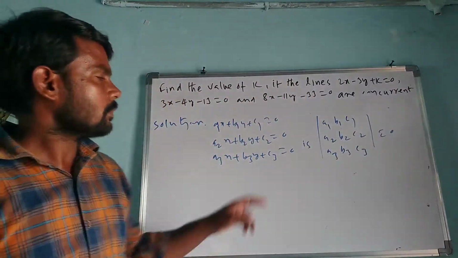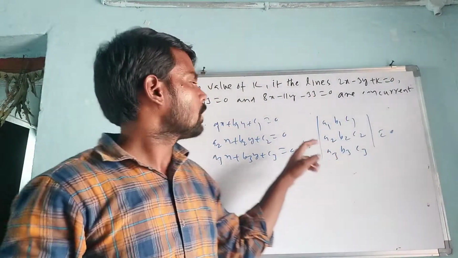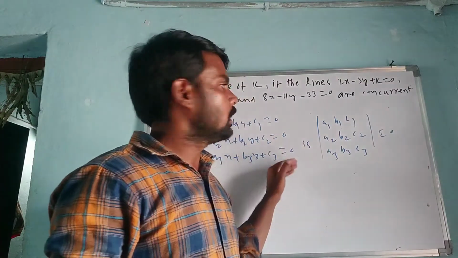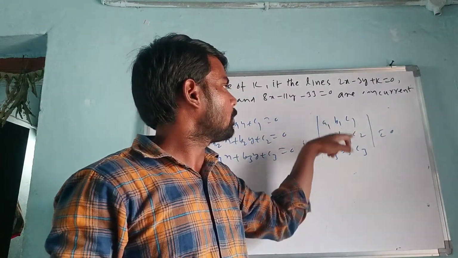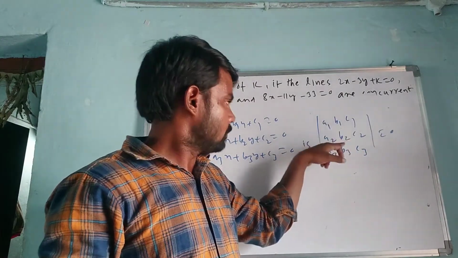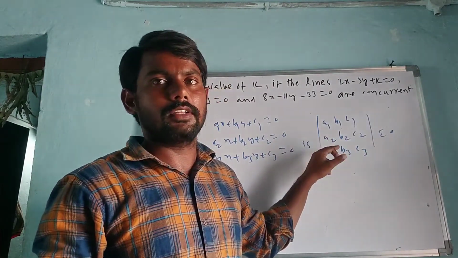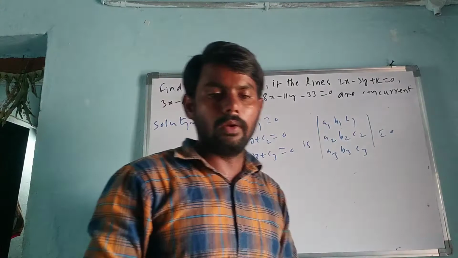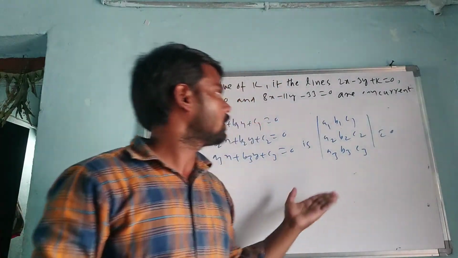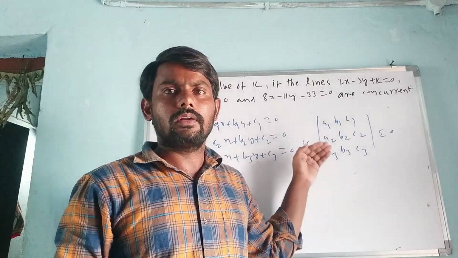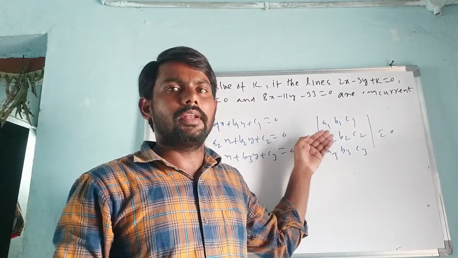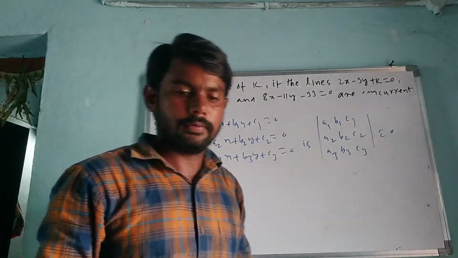So this is a necessary and sufficient condition for the three lines to be concurrent lines. By using this property, this concept, we can easily find the unknown value, or otherwise we can check whether the given three lines are concurrent or not. We can easily check by using this property.